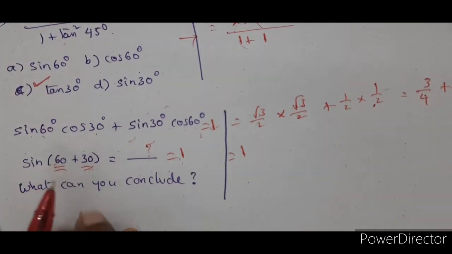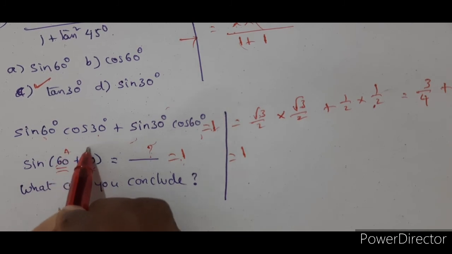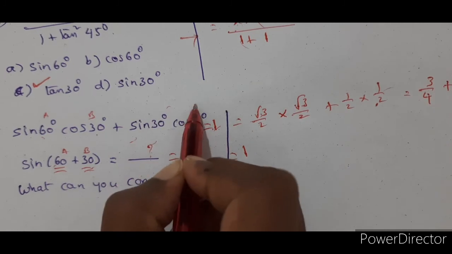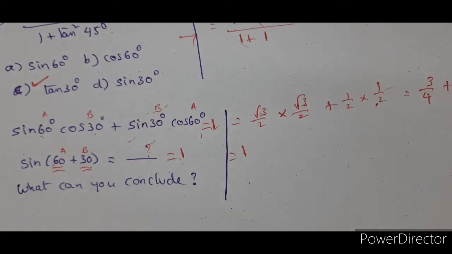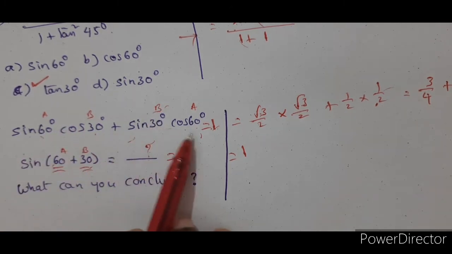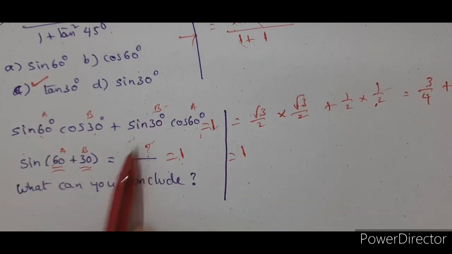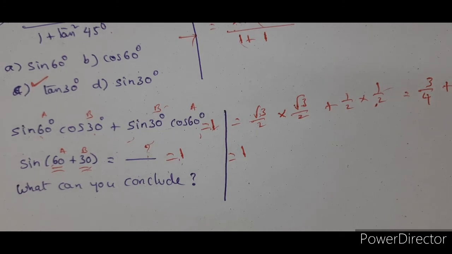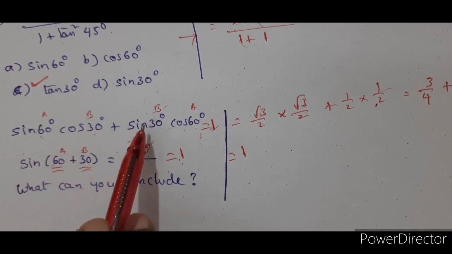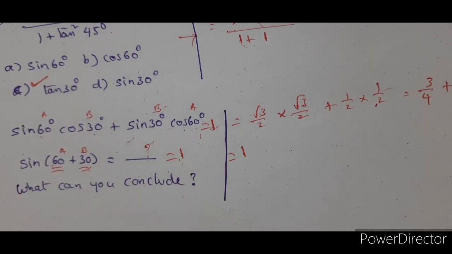Right? So what can we conclude? Sin of 60 plus 30. That means if you take it as A and this as B, this can be written as sin A cos B plus cos A sin B. So sin of A plus B can be written as sin A cos B plus cos A sin B. So this is the way that it can be written. That is how we can conclude that these two are equal. Sin of 60 plus 30 is equal to sin 60 cos 30 plus sin 30 cos 60, or an easy way of writing is cos 60 sin 30.